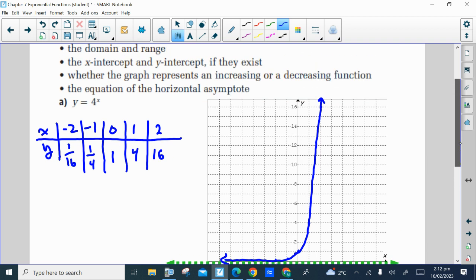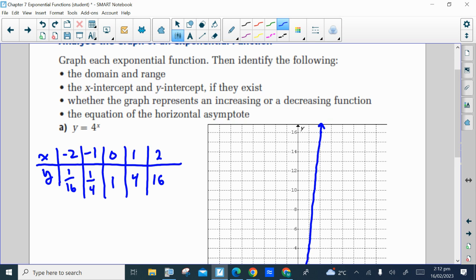So there's the graph. The domain of this will be all real numbers from negative infinity to positive infinity. There's no restrictions on what x can be. We've evaluated when x is both negative and positive.